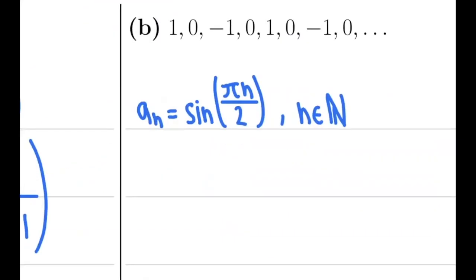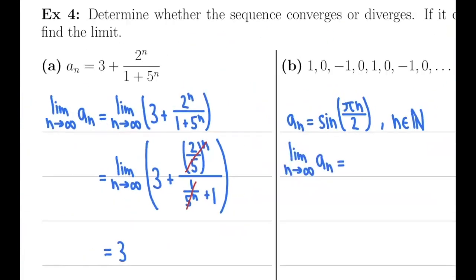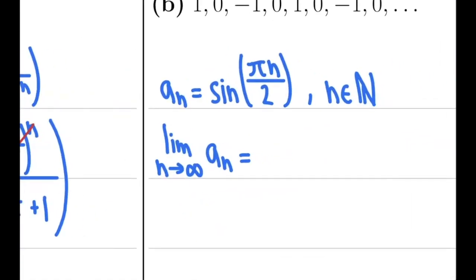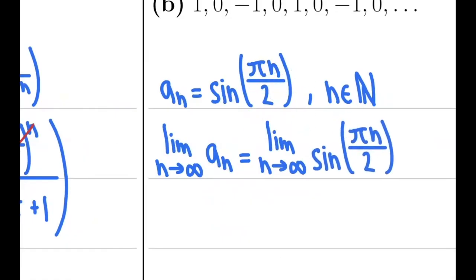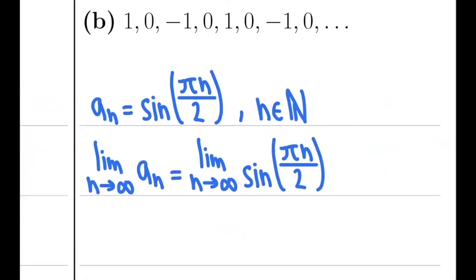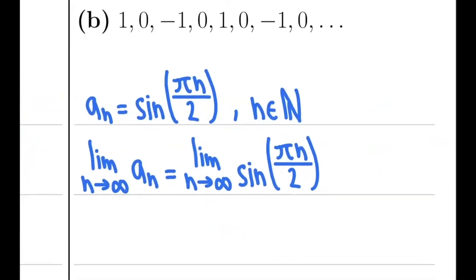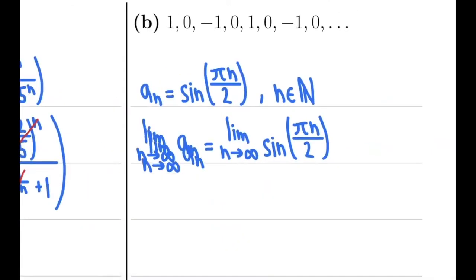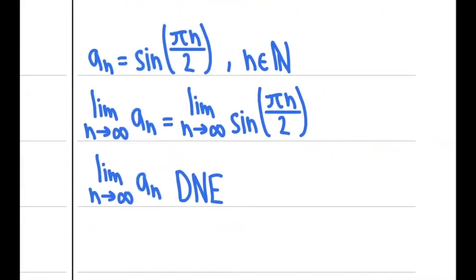So basically, if we take the limit of a sub n as n approaches infinity, we're taking the limit of sine of pi n over 2. And that's just going to oscillate between -1 and 1. So that means this limit does not exist. So the terms are going to oscillate back and forth forever between 1, 0, -1, forever.